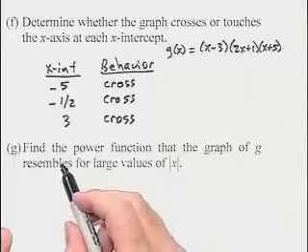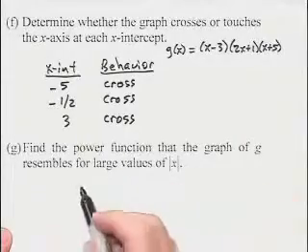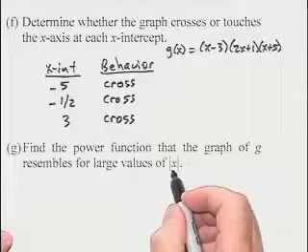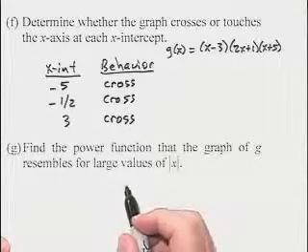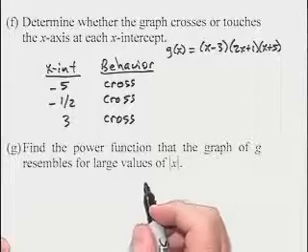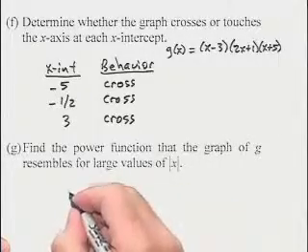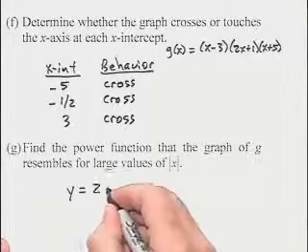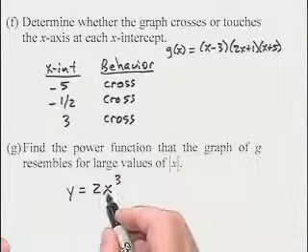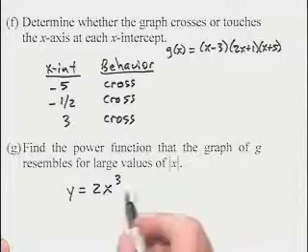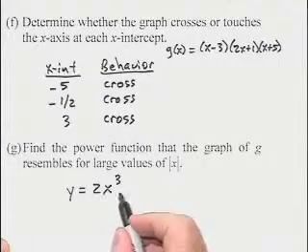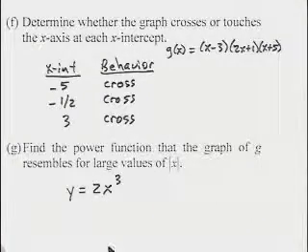In Part G, we're looking for the power function that the graph resembles for large values of the absolute value of x. The power function is given by the term with the highest power of x. In this case, we get y is equal to 2x cubed. It's the term in our function with the highest power of x. So the graph of g will resemble the graph of 2x cubed for large values of the absolute value of x.